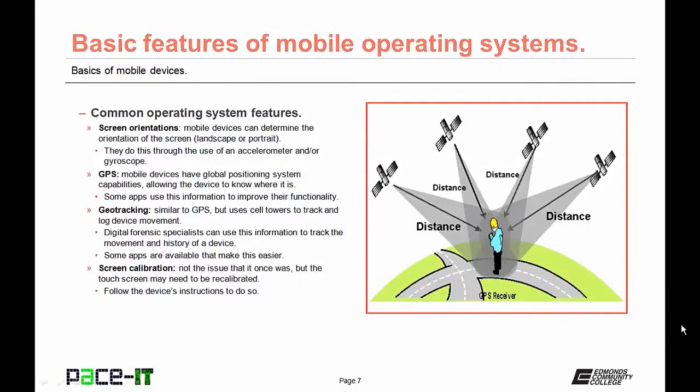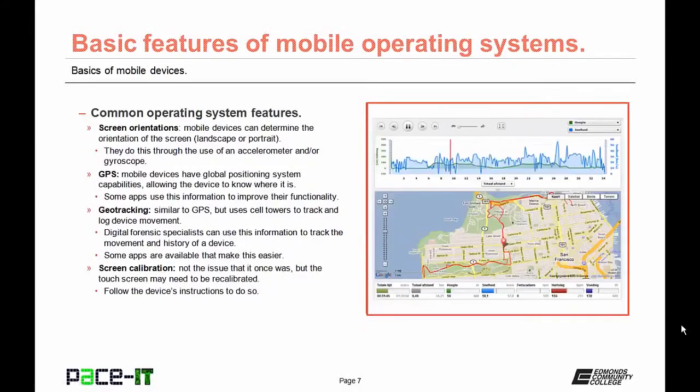This allows the device to know where it is, and some apps will use this to improve their functionality. Now let's talk about geo-tracking. It's similar to GPS, but it uses cell towers to track and log device movement. Now, if geo-tracking is enabled, digital forensic specialists can use this information to track the movement and history of a device. Some apps are available that make this tracking easier, and a lot of parents actually enable geo-tracking on their children's phones so that they can tell where their children are.